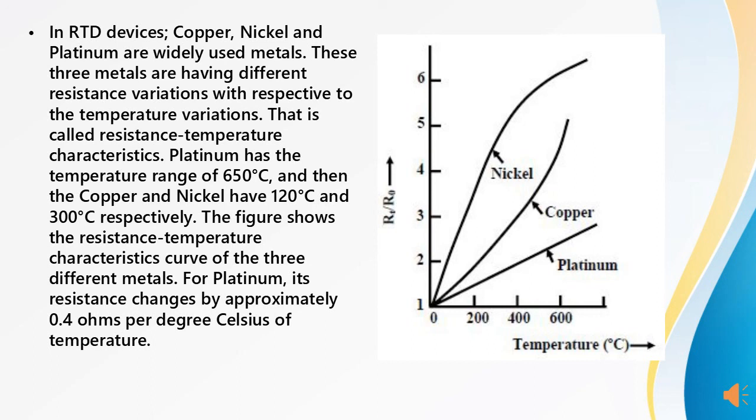That is called resistance temperature characteristics. Platinum has a temperature range of 650 degrees Celsius, and copper and nickel have 120 degrees Celsius and 300 degrees Celsius respectively. The figure shows the resistance temperature characteristics curve of the three different metals. For platinum, its resistance changes by approximately 0.4 ohms per degree Celsius of temperature.